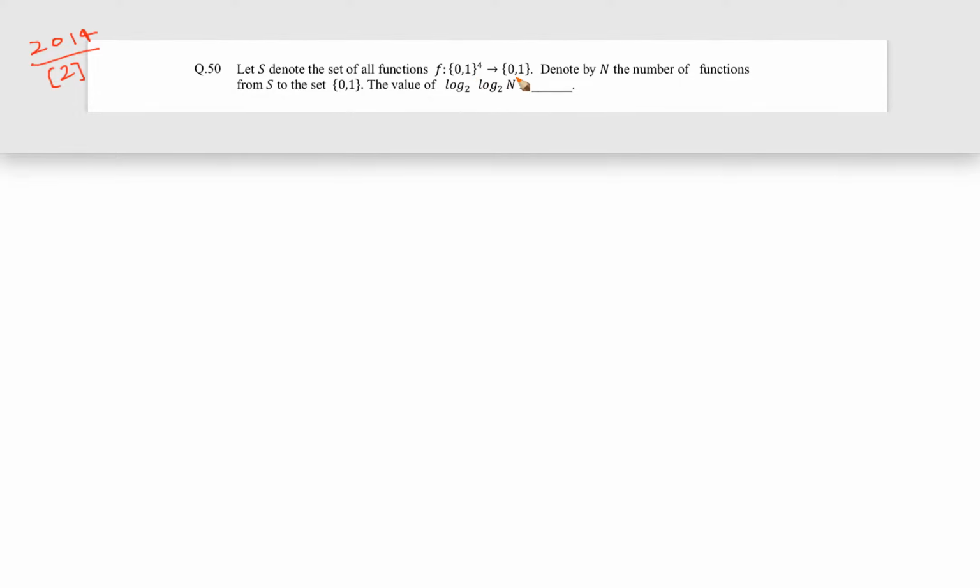to {0,1}. So basically {0,1} raised to the power 4, you can understand it like this. {0,1} is a set, right? And raised to the power 4, it means that there will be basically a 4-tuple, right? And each of them can be 0 or 1. Okay, so this is the way of representing.